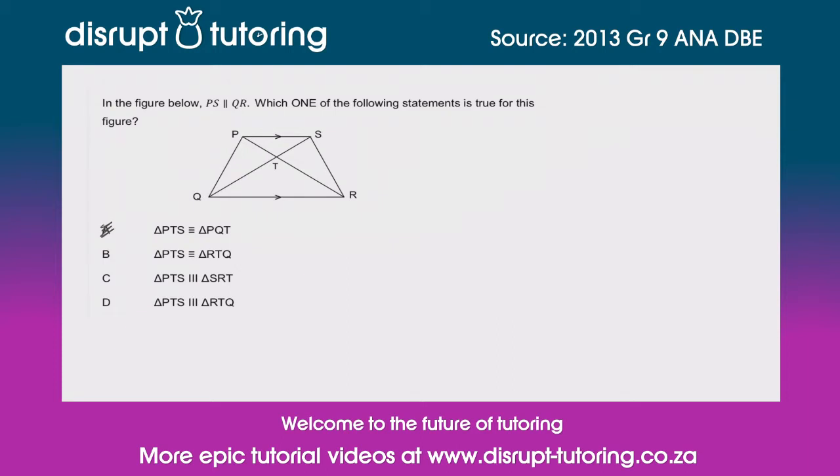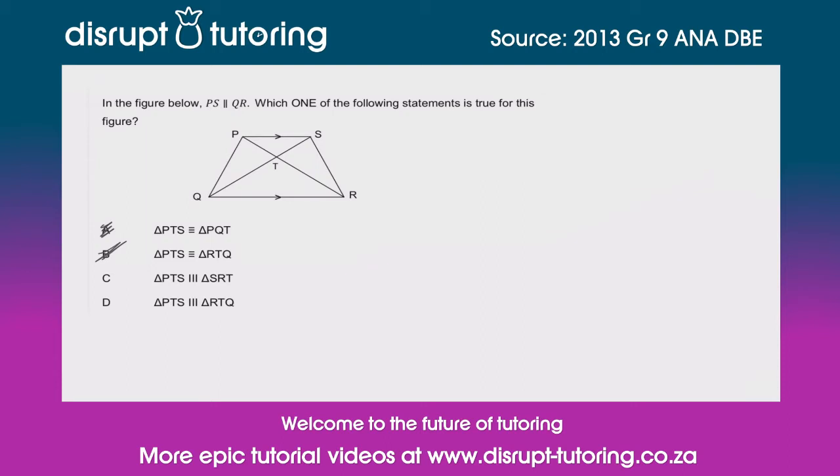Moving on to B, triangle PTS. So we've got that one again. And triangle RTQ. So we've got this one, RTQ. If I look at these two triangles, it seems this triangle is smaller than this triangle, and therefore they are not exactly the same. And that means B cannot be the right answer.